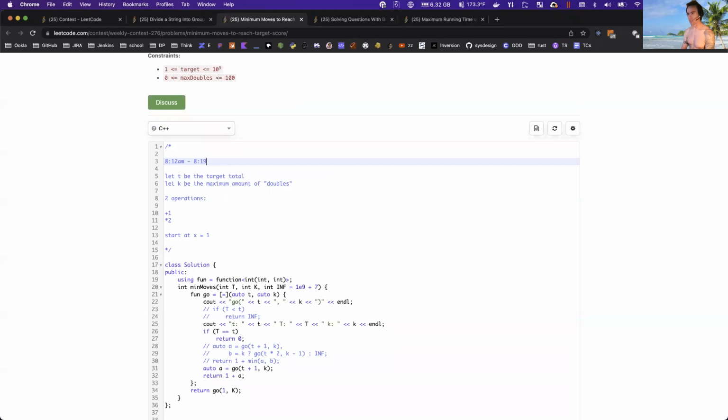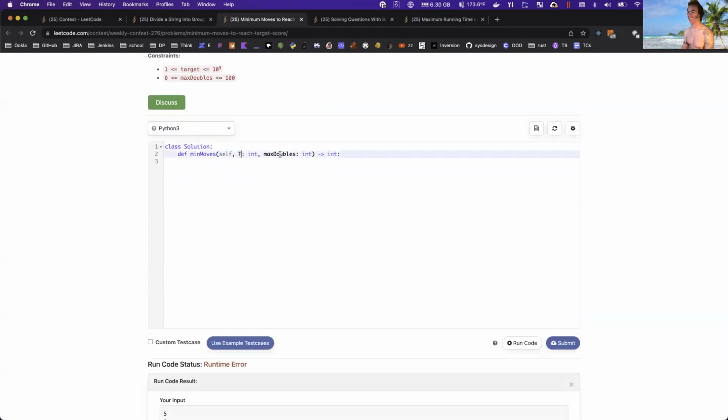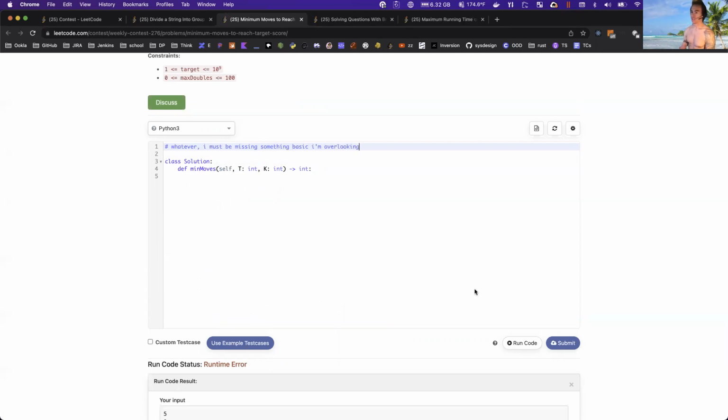Okay, 8:19 a.m. after 7 minutes, I'm completely clueless. This is stupid. I don't know. Let's try this again. Whatever. I must be missing something, missing something basic. Okay, overlooking something basic. Let's try again in Python 3.